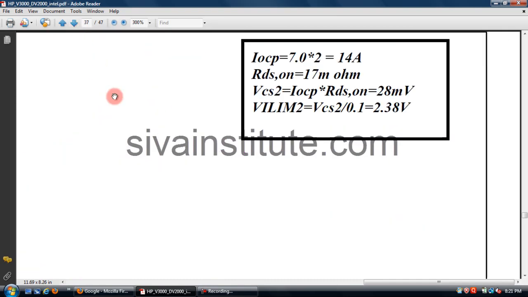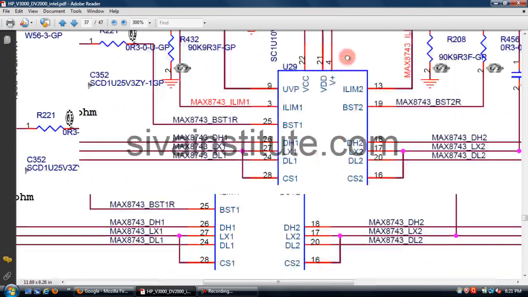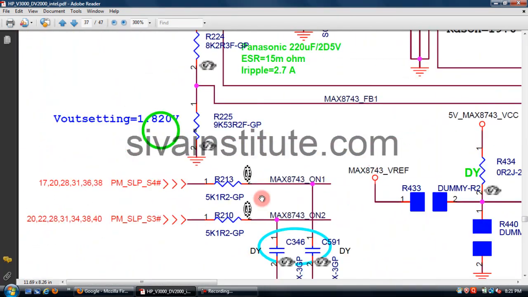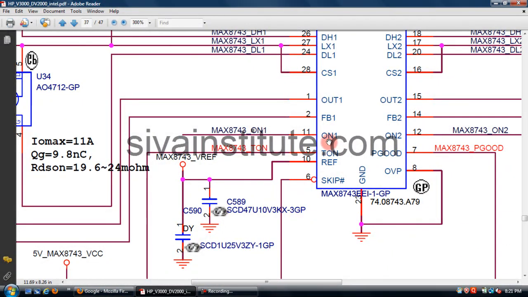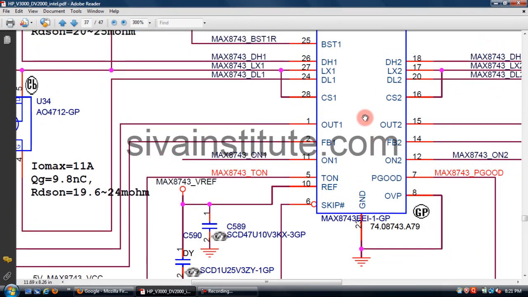Next, page number 37. See here, page number 37. When you give voltage through this resistor, MAX8743 on 1, this is page number 37. This voltage goes to pin number 11. Up to this point there is no voltage. After we give the S4 command, this voltage goes to 3 volts, and this turns on DH1.